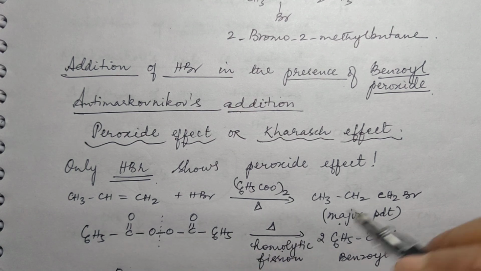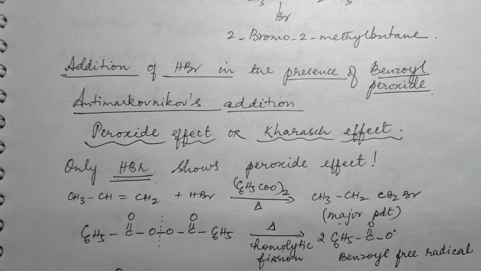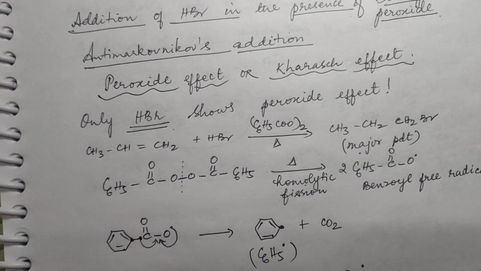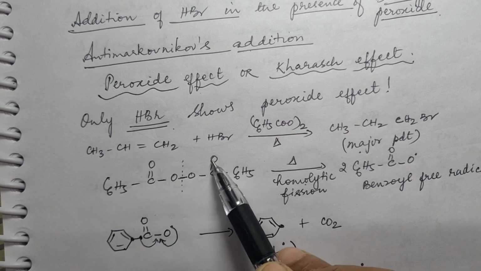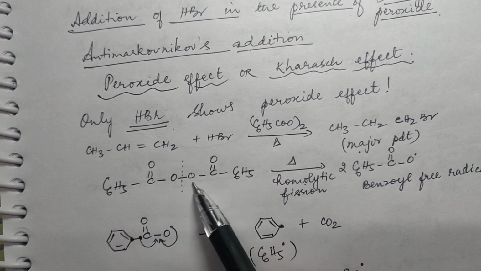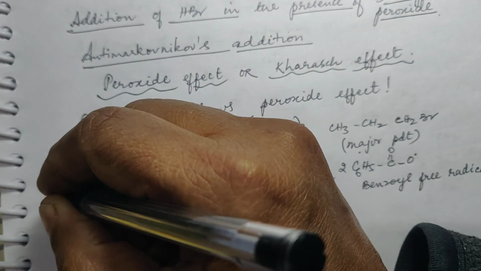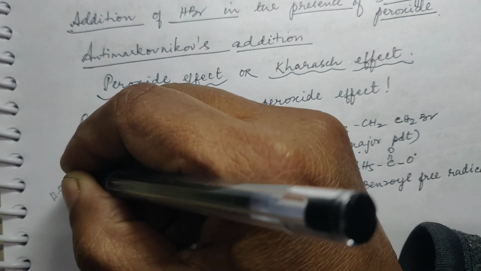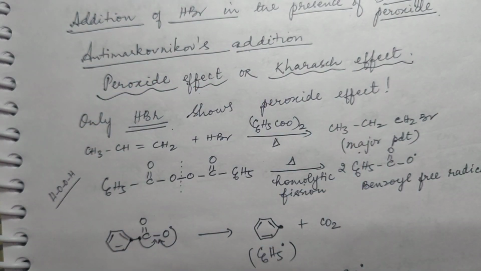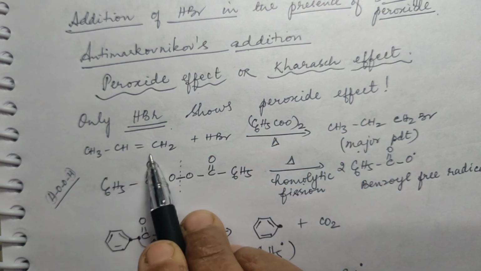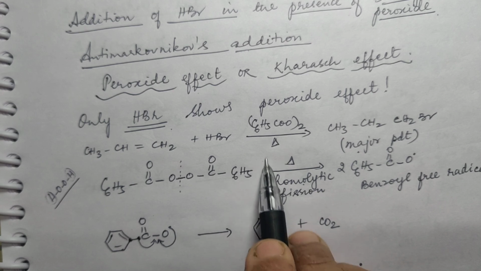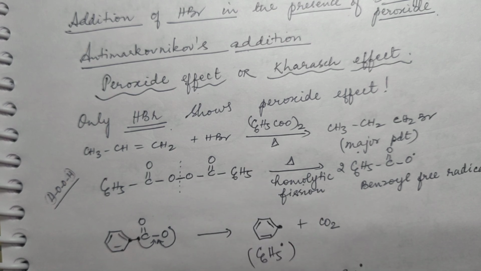Now how do you write this benzoyl peroxide? This is your benzoyl peroxide. This is one benzoyl group, this is another benzoyl group, and this is the peroxide group. How do you write hydrogen peroxide? HOOH. This is hydrogen peroxide. Now these two hydrogen atoms are replaced by benzoyl groups. This is the benzoyl group. COC6H5 is called the benzoyl group.